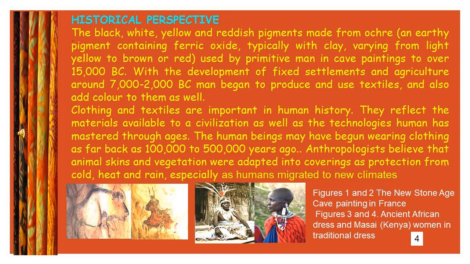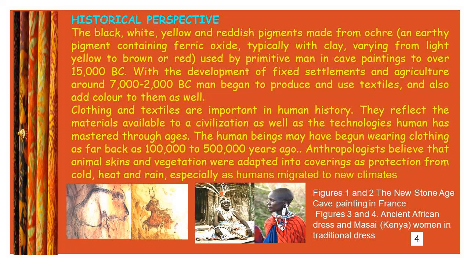Clothing and textiles are important in human history. They reflect the materials available to a civilization as well as the technologies humans have mastered through ages. The human being may have begun wearing clothing as far back as 1 lakh to 5 lakh years ago, that is 0.1 million to 0.5 million years ago. Anthropologists believe that animal skins and vegetation were adapted into covering as protection from cold, heat and rain, especially as humans migrated to new climates.